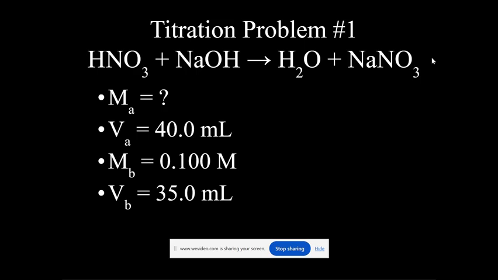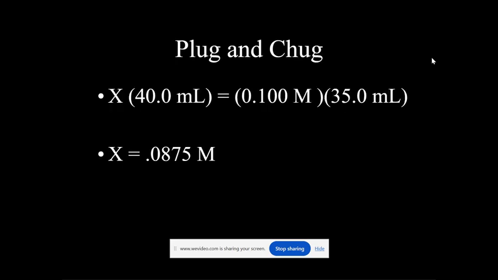Okay, so we're just going to what they call plug and chug, which means you substitute the variables for the values that you have. And we have X as the molarity of the acid. And then we just algebra the heck out of this. And we get X equals 0.0875 molar. Okay, so what they're not showing you here is that you're multiplying the 0.1 times the 35, and then you're dividing both sides by 40, and that gives you X equals 0.0875.